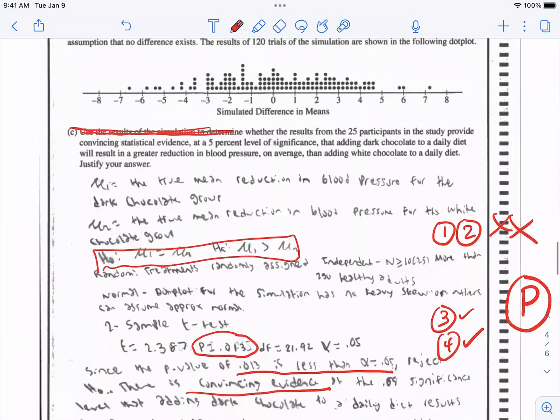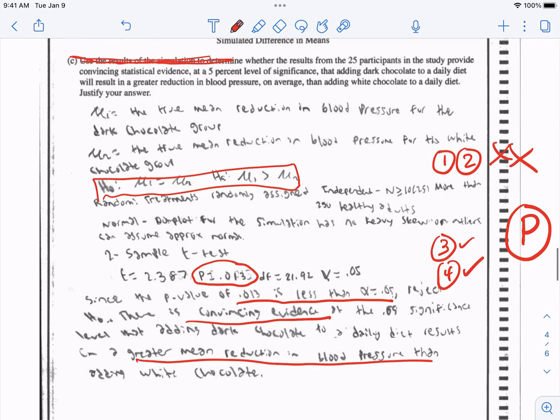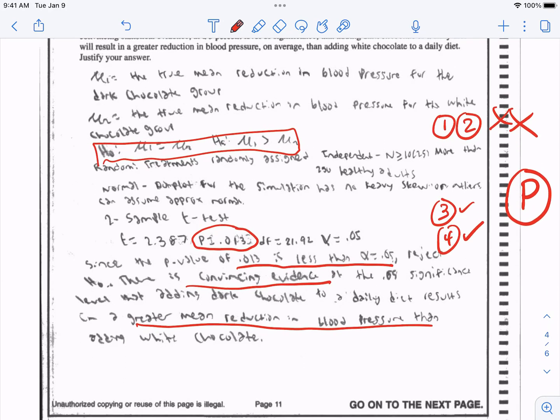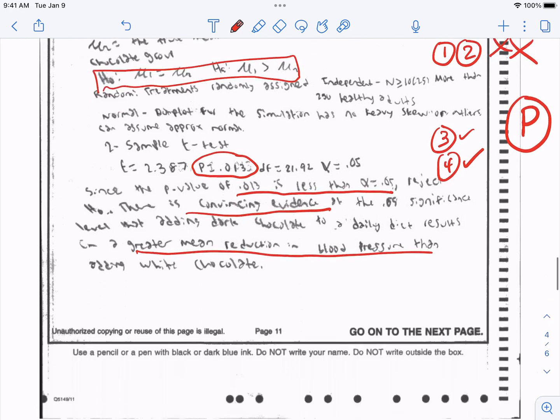So I think that was a fairly common thing on part C, where students either didn't know how to use the simulated results or they just didn't read carefully. But this person still got a decent grade.